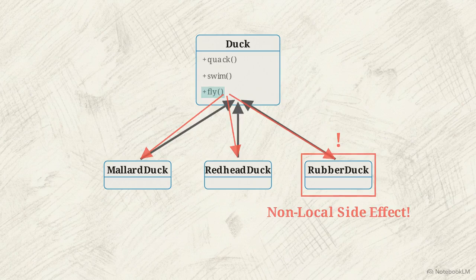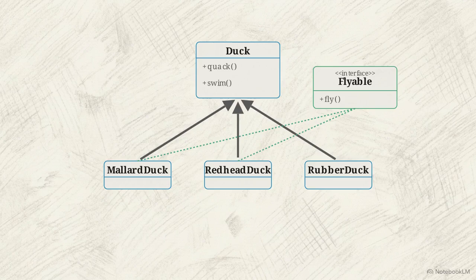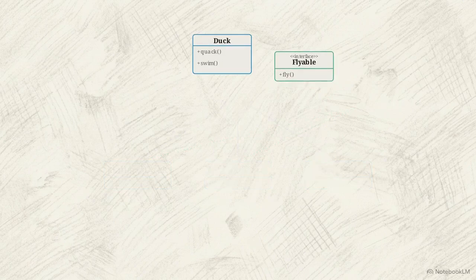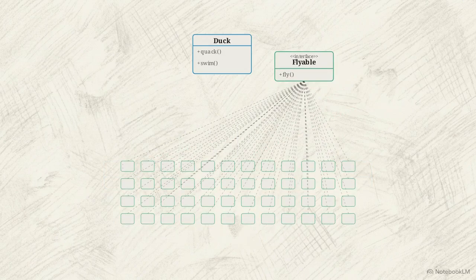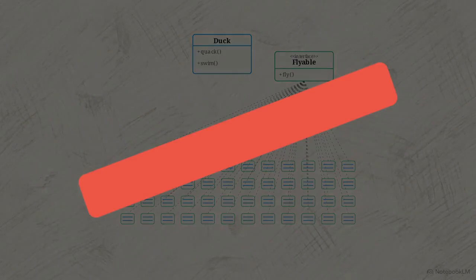To prevent inanimate objects from flying, we could remove the behavior from the superclass and force specific subclasses to implement a new flyable interface. But Java interfaces don't contain implementation code. If 48 different ducks fly the exact same way, you now have to write and maintain that exact same flight logic in 48 different places. This destroys code reuse and creates a massive duplicate code problem.